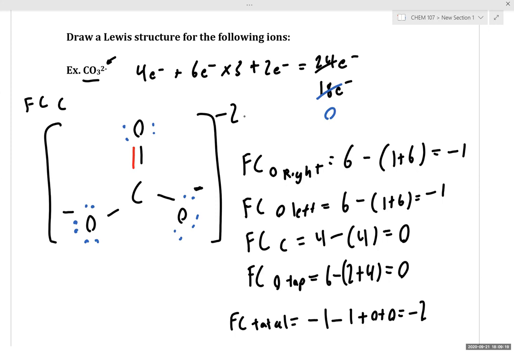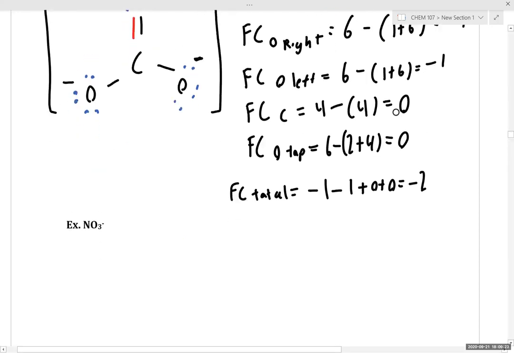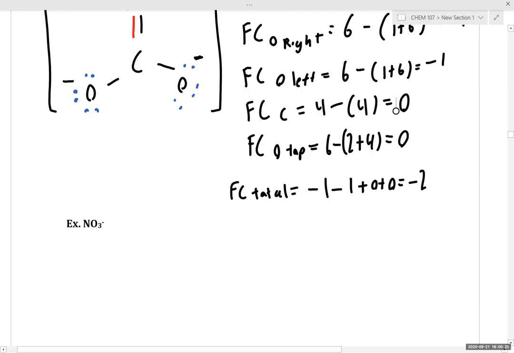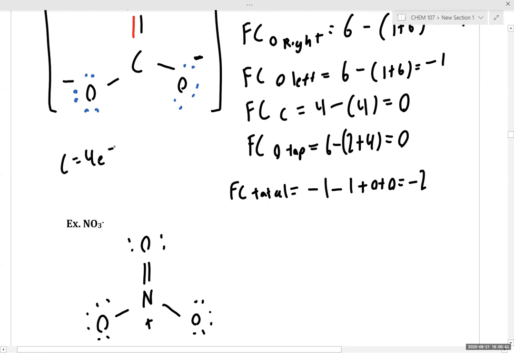Okay, so let's keep going now. So we've already seen the example for nitrate, which is NO3+. Nitrate looks something like this. We've seen this before. The reason why I'm showing you this example is because carbon has 4 electrons. Nitrogen plus also has 4 electrons.